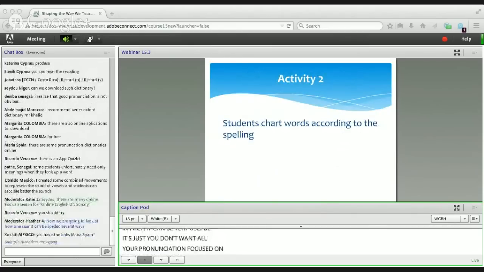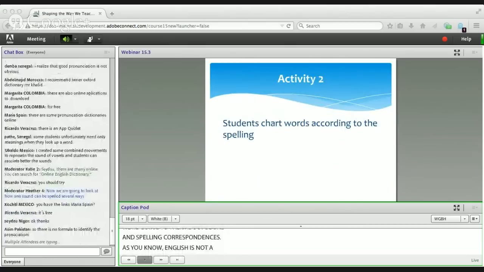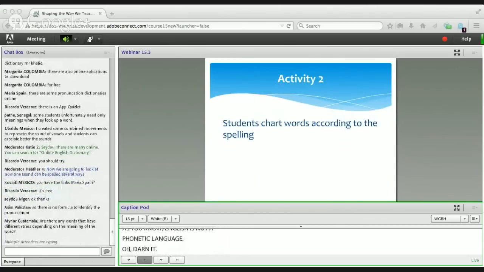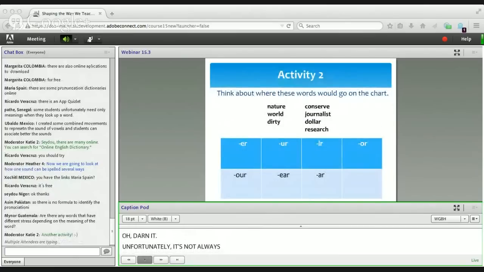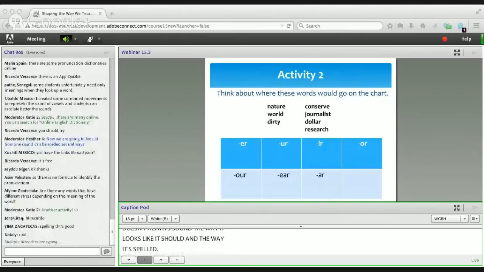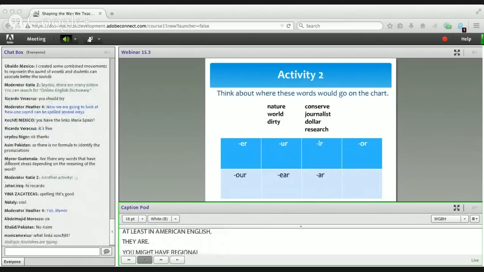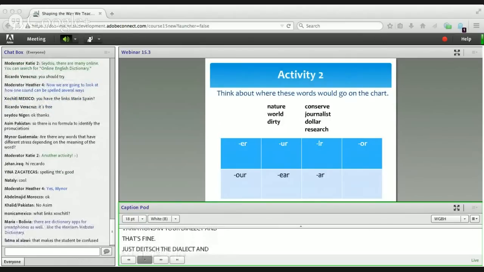So what this is, as you know, English is not a phonetic language. Oh, darn it. Unfortunately, it's not always spelled the way it sounds, or it doesn't always sound the way it looks like it should, the way it's spelled. So if you look at these words, and they are all the same sound, or at least in American English they are. You might have regional variations in your dialect, and that's fine. Just teach the dialect and the accent that makes most sense in your context. But if, for example, for me, for American English, my students, this will be helpful for them.